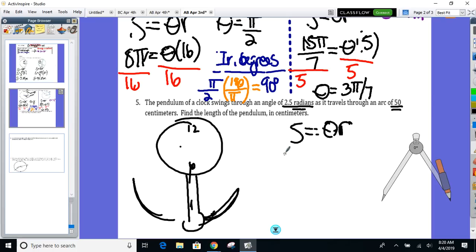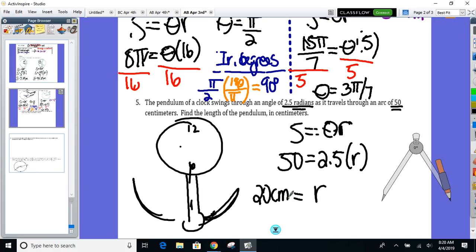All right, so my arc length was 50. My angle in radians is 2.5, and I multiply that by the radius. Divide both sides by 2.5, and we end up with 20 centimeters. All right, all good there?